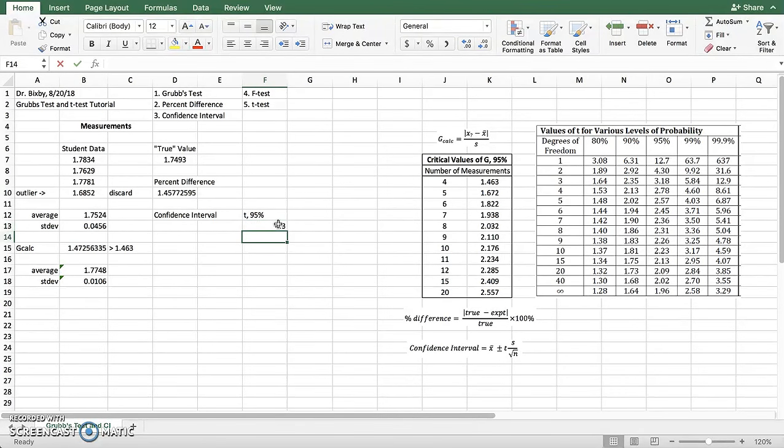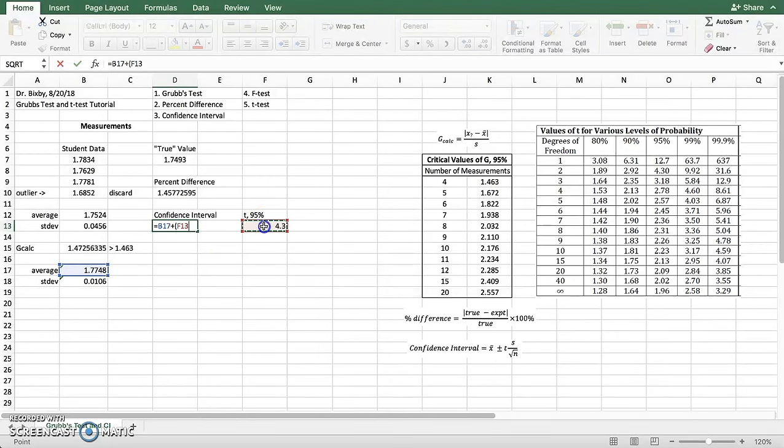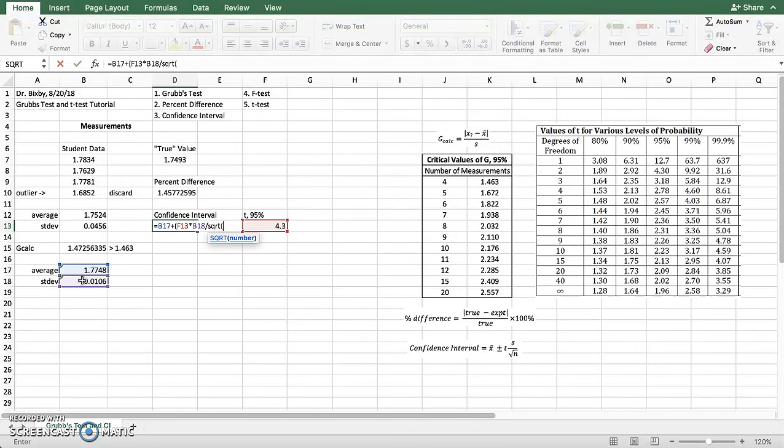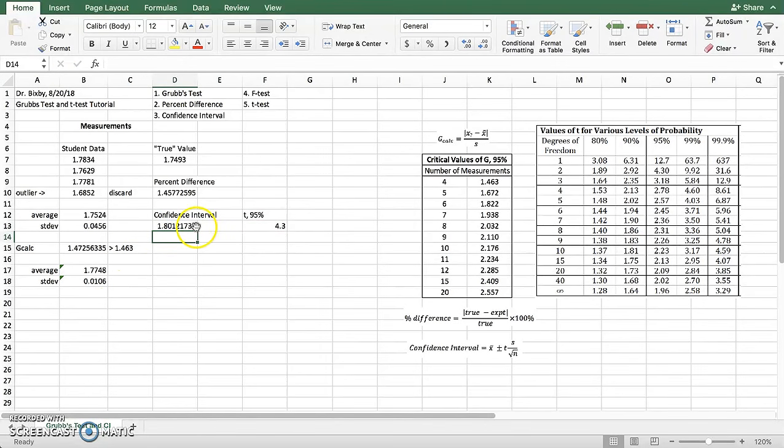So I have 4.30. Okay, so this is my average plus t times s divided by the square root of n. So I'm going to use that square root function, and the number of measurements that I'm including here is 3. Okay, so I closed my parentheses on the square root. I'm going to close my parentheses on that whole term and enter that. Okay, so that's the highest that my range could go.